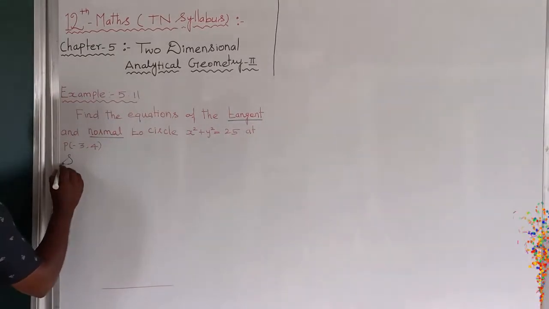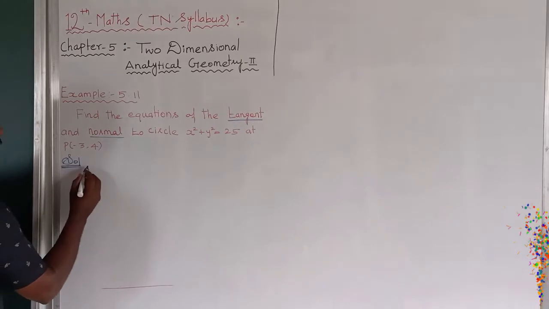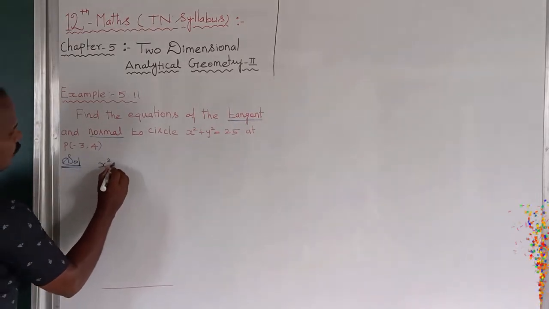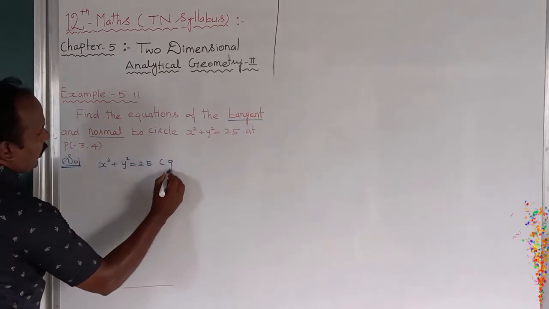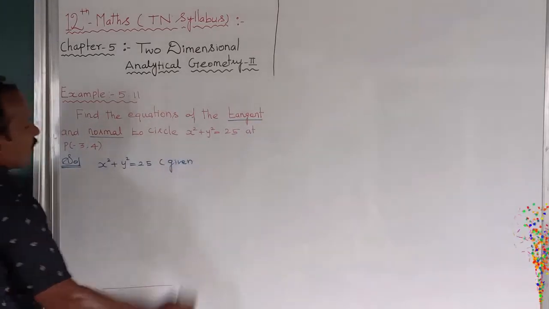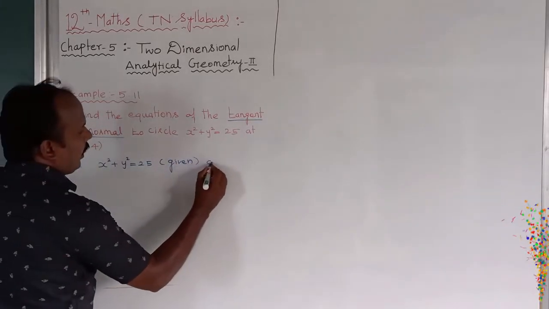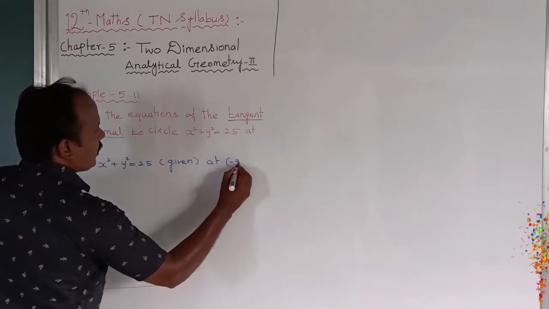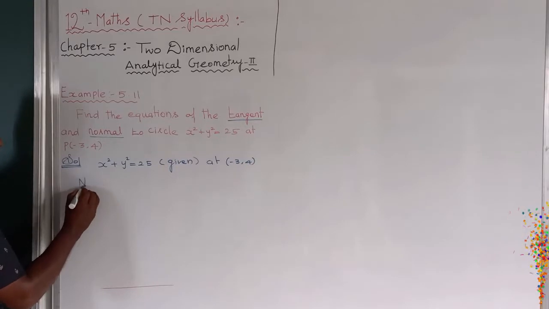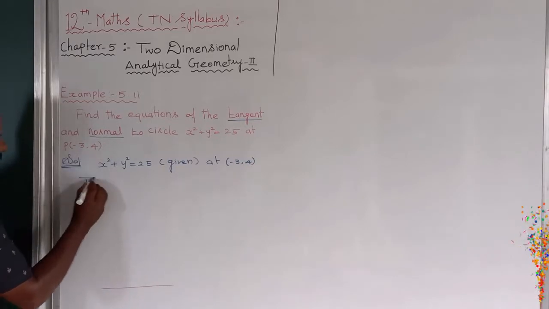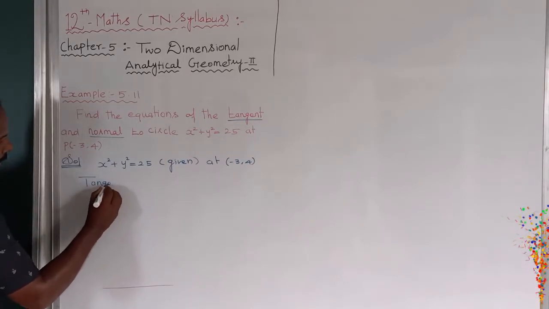First of all, the given equation is x square plus y square is equal to 25. This is the given value. Next, the point is (-3, 4). First, we find the tangent equation, and then the normal equation.